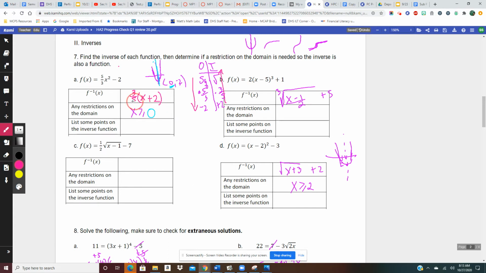That is the inverse of times 5 over 3. You multiply by the reciprocal to get rid of the fraction. And then you're going to square root that whole thing. Whenever you're doing the next step, it has to be done to the whole thing. That's why we put parentheses around the x plus 2, then times 5/3, and then square root the whole thing. So that is your inverse function.